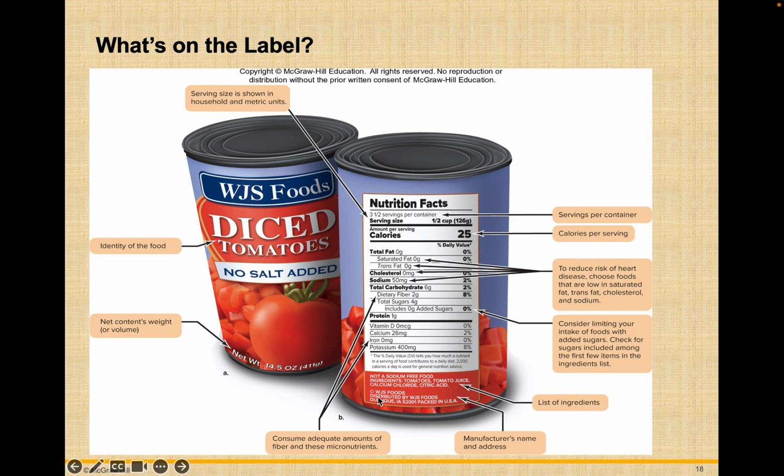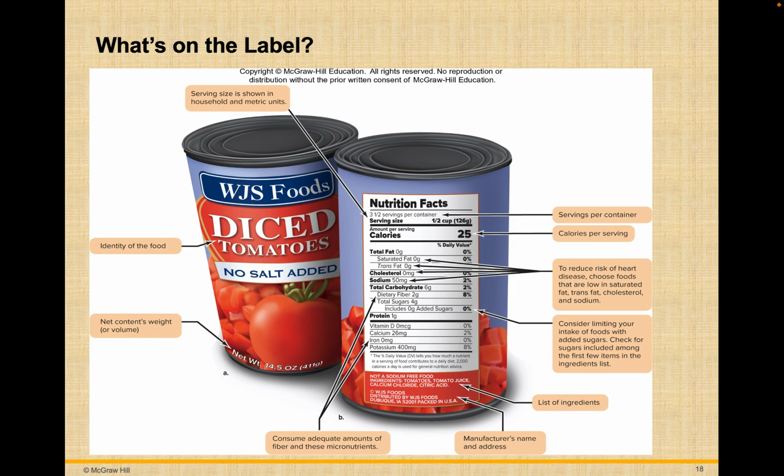Under nutrients, we see total fat, saturated fat, trans fat, cholesterol, sodium, total carbohydrates, fiber, total sugars, and protein. Beneath that list, you see vitamin D and the minerals calcium, iron, and potassium. Recommendations for all the nutrients specified on food labels are based on public health concerns.